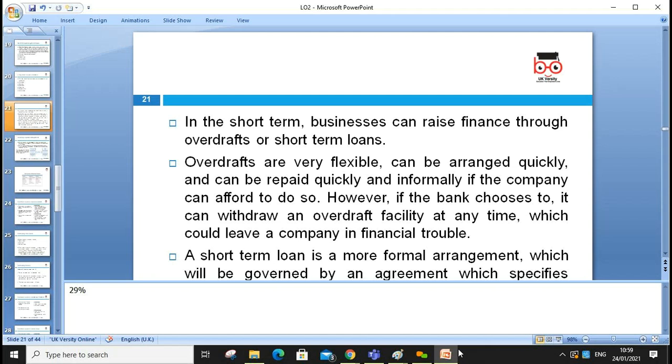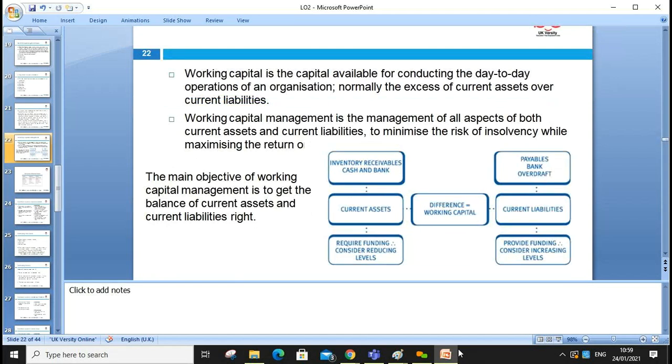Like an overdraft is good for day-to-day expenses when the cash keeps coming in, and if we are short, we can use it. We can make an arrangement with the bank. Then working capital is the capital available to conduct day-to-day operations, normally the excess of current assets over current liabilities. So these are inventory, receivables, cash, current assets, required funds, payables, bank overdraft, current liabilities. Current liability means the liability which we have to settle.